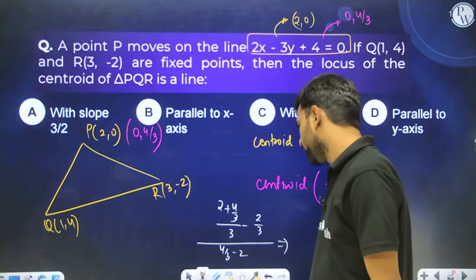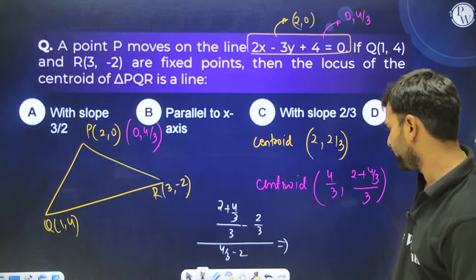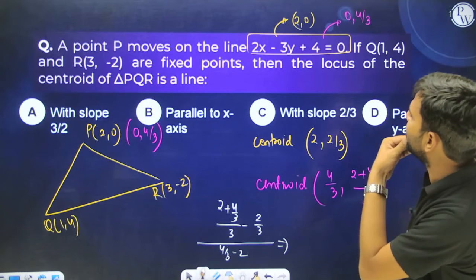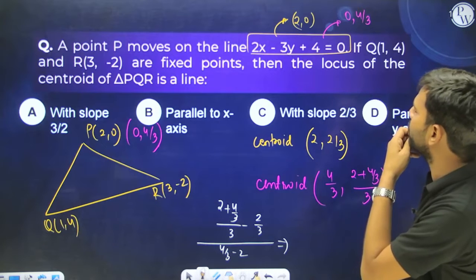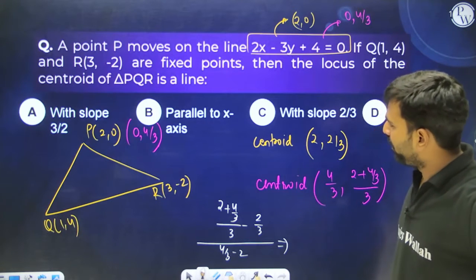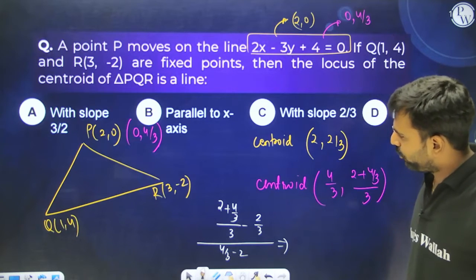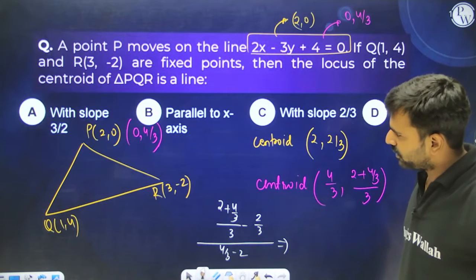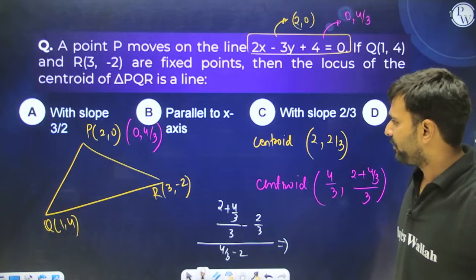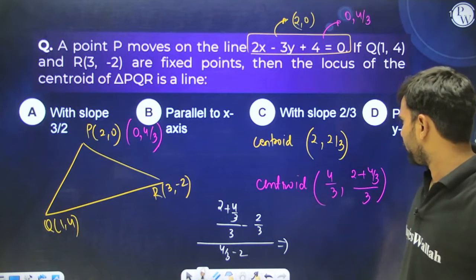So 4 by 9, why is it coming negative? Let me check. Did I make any calculation mistake? If you put x equals 0, then y's value is going to be 4 by 3. If that is the case, then 2 plus 4 by 3 is going to be this. And over here, 0, 4 by 3 only, and over here 6 by 3 is 2, and this is 2 by 3. Okay, both of these are absolutely correct.